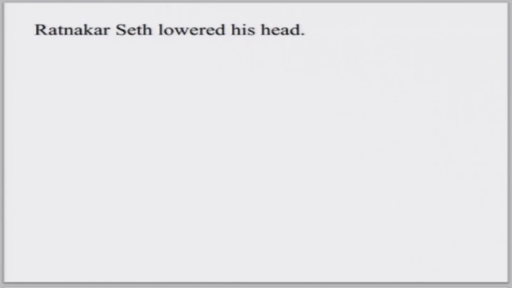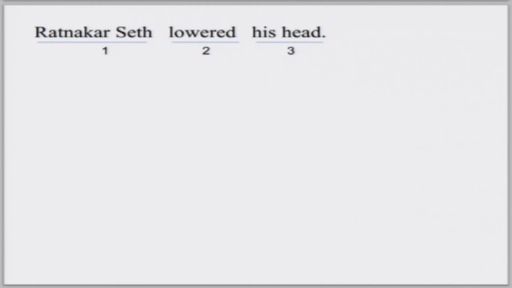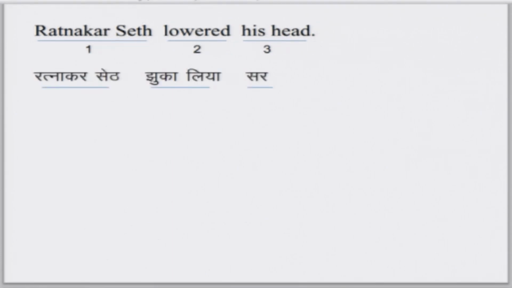Next, we take the next sentence. So what will be the first part? Ratnakar said. Second part? Lowered. And third part? His head. Fine. So then we transfer each of them to Hindi one by one. Ratnakar said, झुका लिया सर.